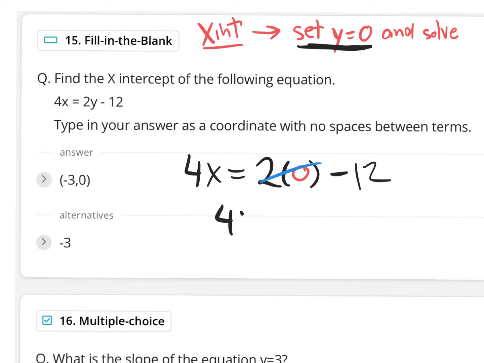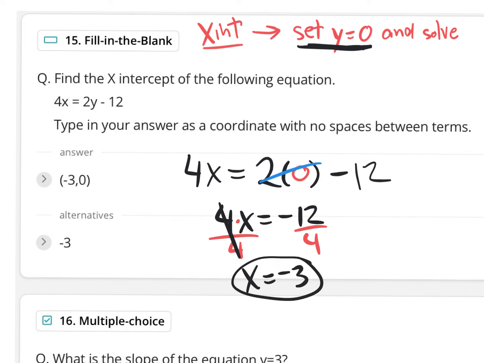So you really have 4x equaling -12, which is really 4 times x equaling -12. The way to get rid of that multiplication of 4 in front of the x is to divide by 4, giving you your final answer, x equals -3. Okay, now what did I just find? I just found the x-intercept. The x-intercept is -3.